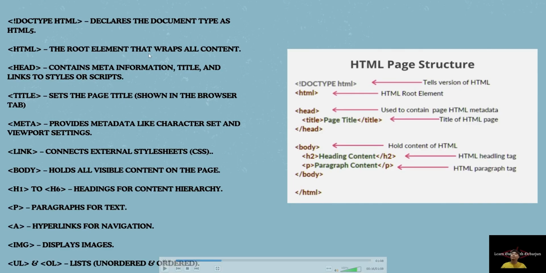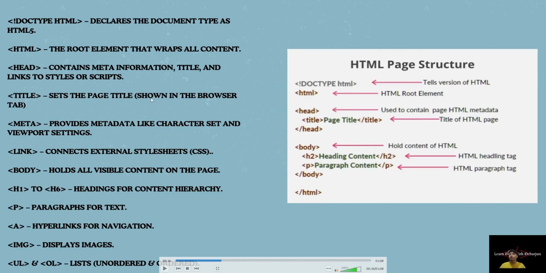HTML, the root element that wraps all the content. Head contains meta information, title, and links to style or script. When you add CSS and JavaScript, you will add your link to this head. We will discuss CSS and JavaScript later, but I will give you a demo. And after that, inside the head tag we have the title.